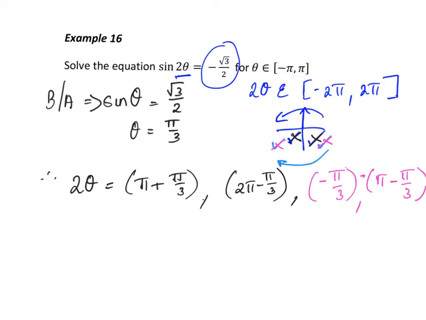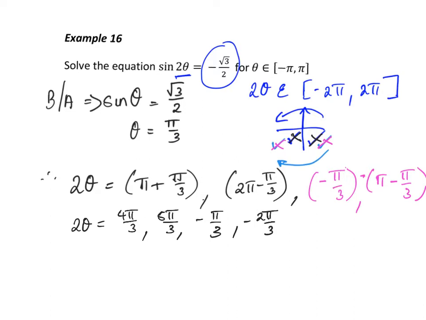And then the next one here is going to be this one, which is minus pi on 3. Let's tidy that up, and I get 2 theta equals pi plus pi on 3 is 4 pi on 3. 2 pi take away pi on 3. Remember, 2 pi is 6 on 3, so 6 take away 1 is 5 pi on 3. And I've got minus pi on 3, and pi minus pi on 3 is 2 pi on 3, so it's negative 2 pi on 3.